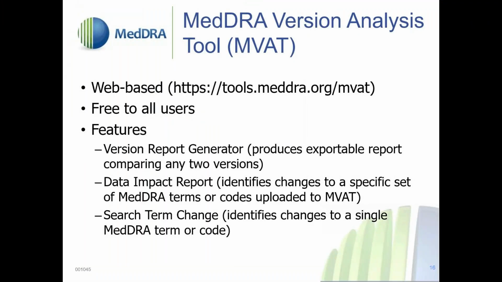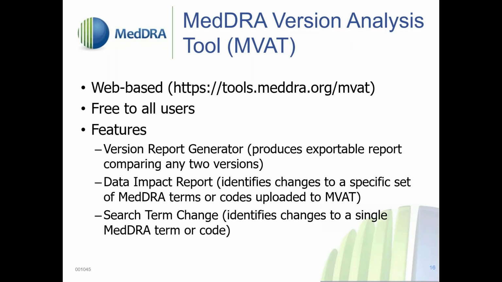The MedDRA version analysis tool is free to all users, and it has several features. And one is the MedDRA version report generator, which produces also an Excel file, which is very similar to the version report, but you can choose any two versions. So it's not the last to the previous version or the latest to the previous version, but you can choose any two versions. And you can even look at the new supplemental terms, meaning the terms which have been approved for the next upcoming MedDRA version, but which are still open for changes and have not been released.